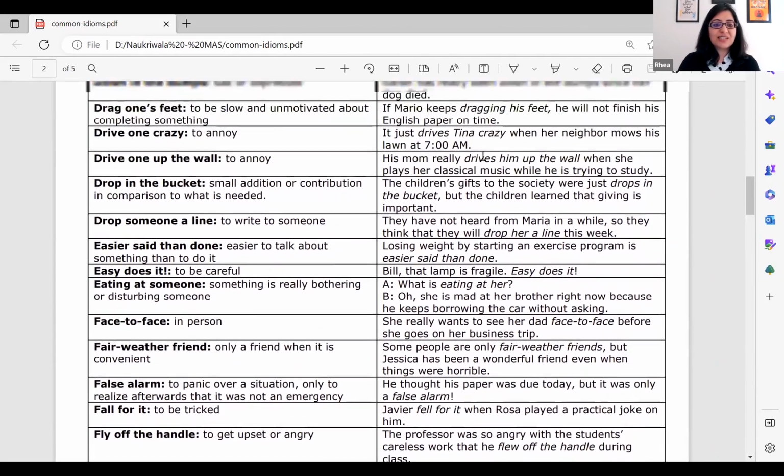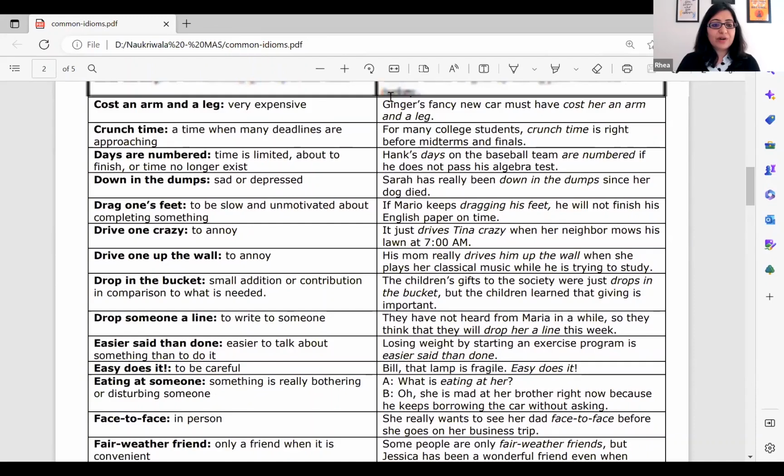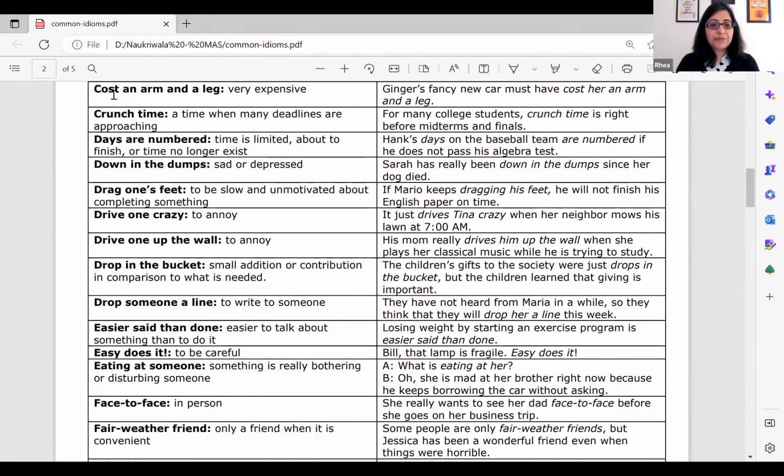So let's take a pause here and let's form a sentence. You could pick any from cost an arm and a leg all the way up till easier said than done.